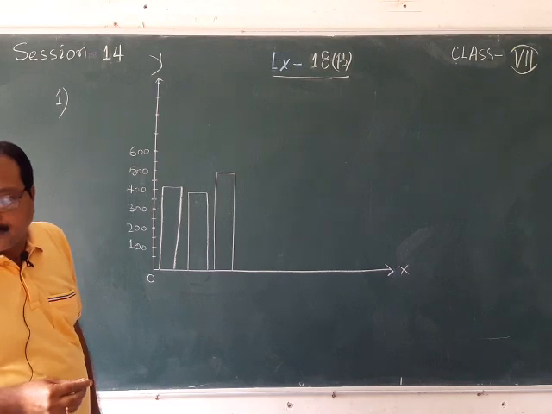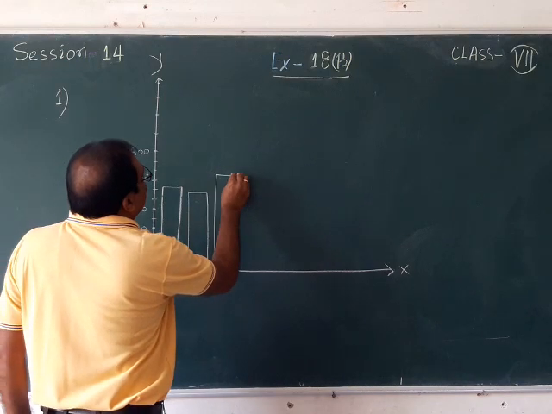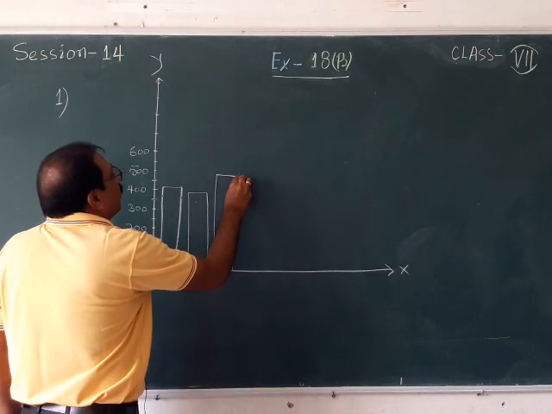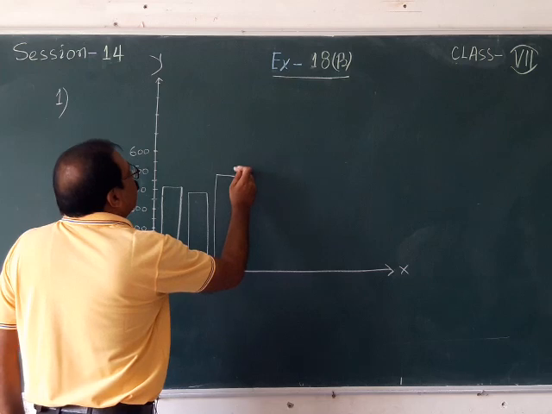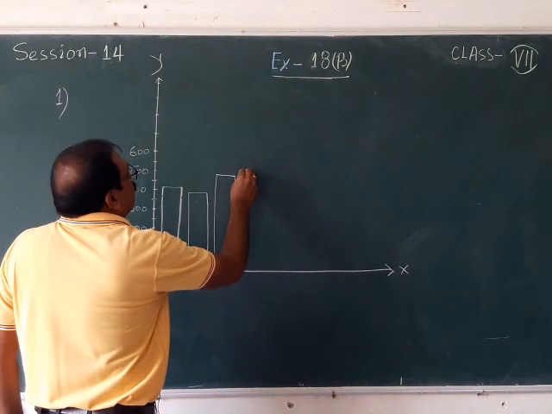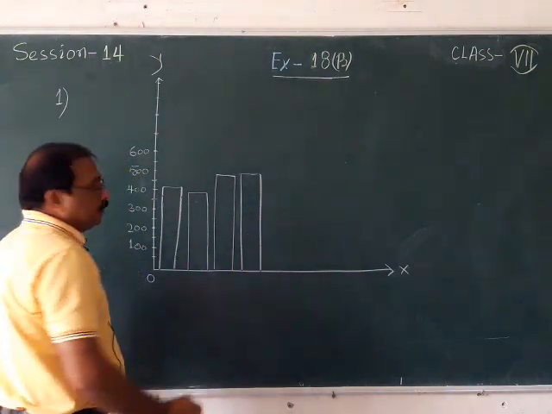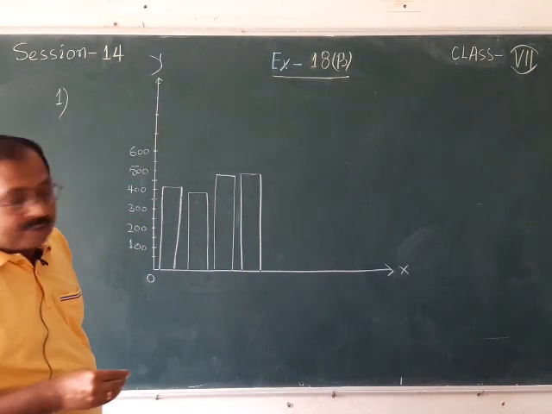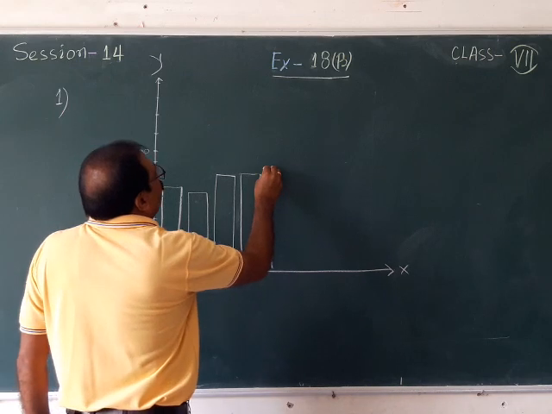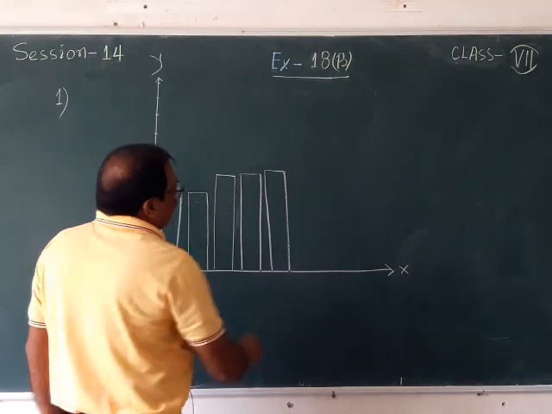Then next is Jessica, that is 520. So here it is 500. Okay, then for 520 you need to draw just a little above 500. So here suppose this bar is for 520, and then 530. So a little more I can go up for 530. Okay, like that. This is 530.